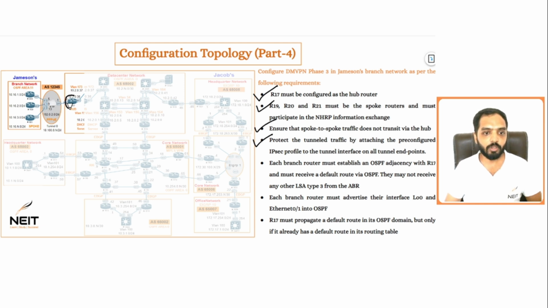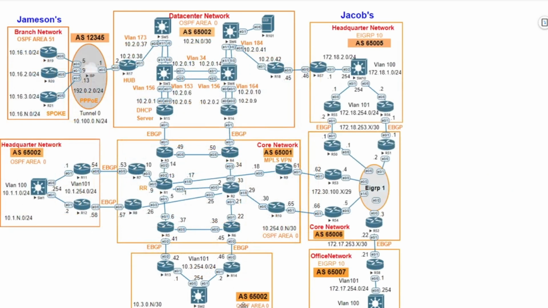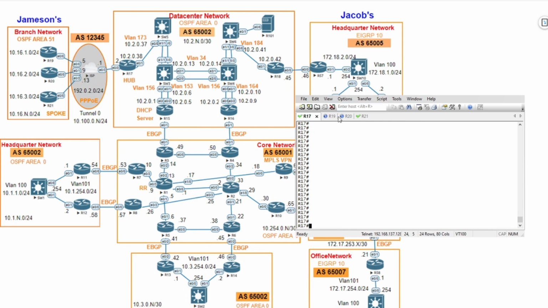So this is my router 17. This will be my hub router, and routers 19, 20 and 21 will be my spoke routers. Let's configure the tunnel interface first, and after that we have to configure OSPF. We will start with router 17.